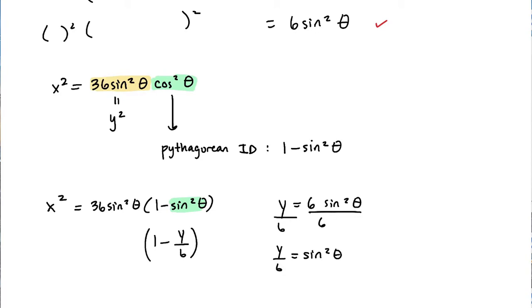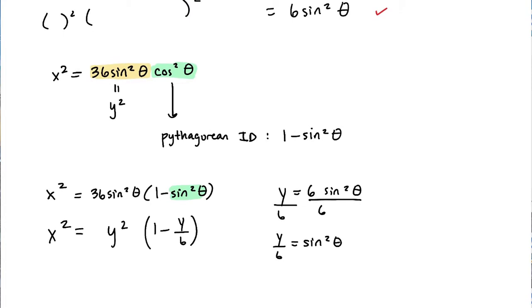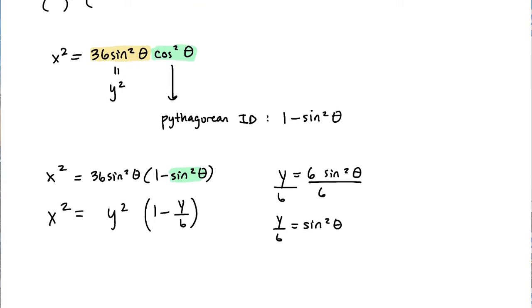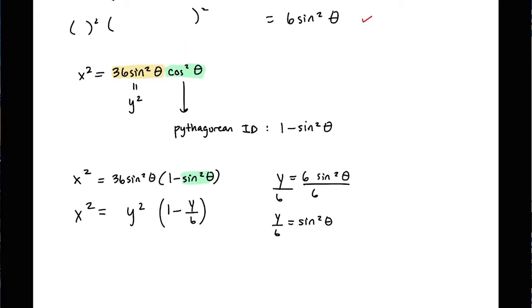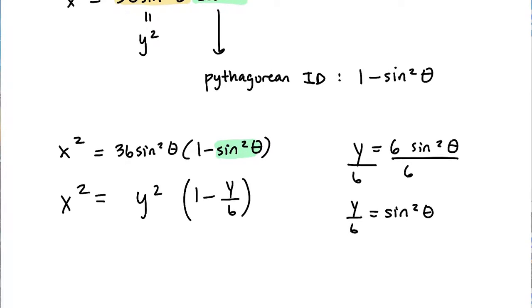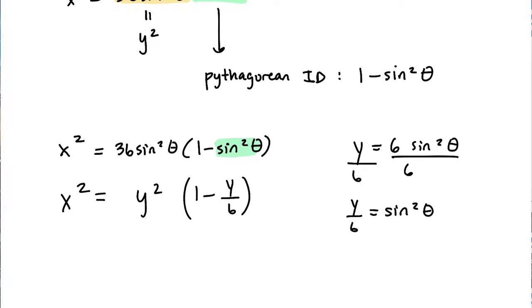And I can rewrite 36 sine squared theta as y squared, which we already saw. Okay, so now I have this interesting equation: x squared is equal to y squared times 1 minus y over 6, which is okay. I mean, it is a Cartesian equation, but if we want to describe its graph, which was part of what we were asked to do here, this is not helpful. I don't recognize what this is. So yes, it's Cartesian, but it's not necessarily easy enough to describe yet.